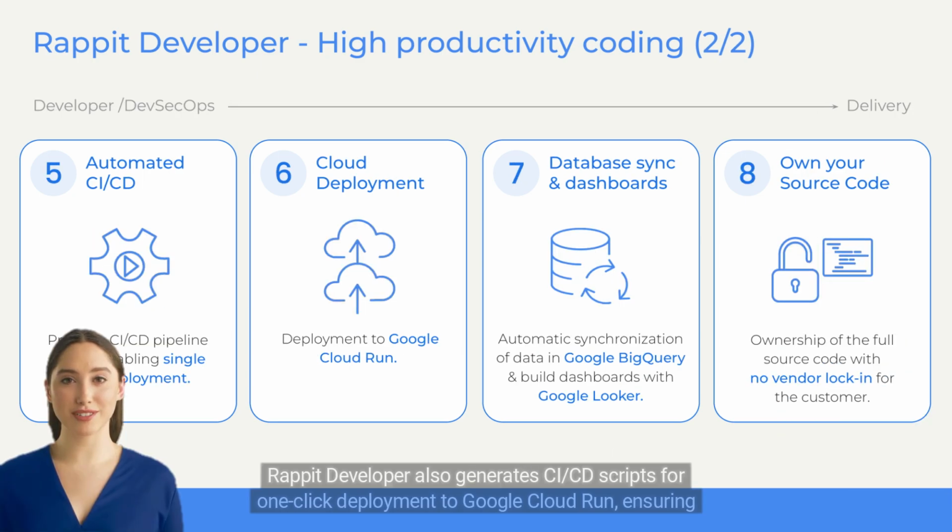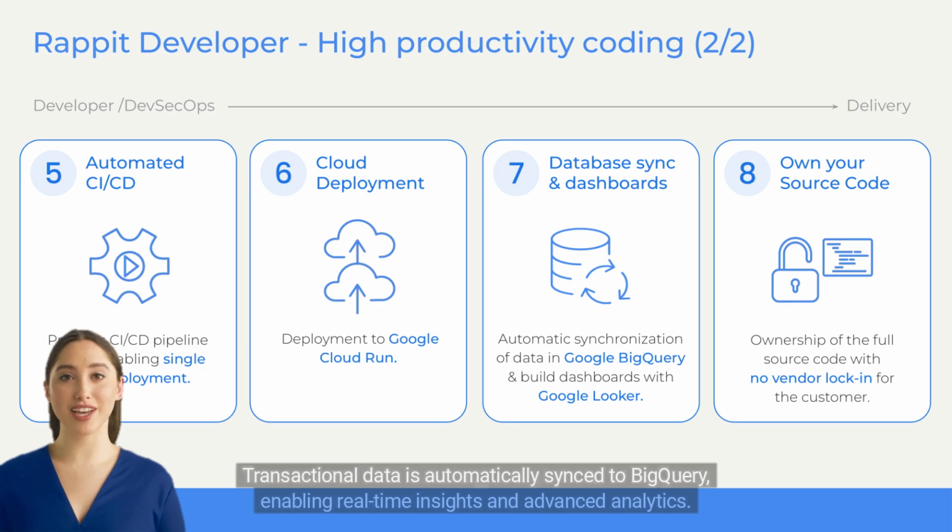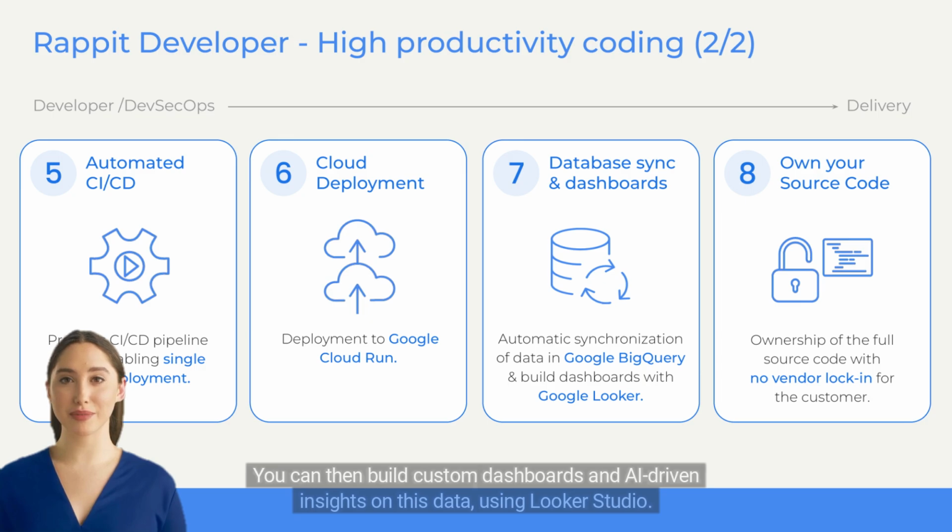Rappit Developer also generates CI/CD scripts for one-click deployment to Google Cloud Run, ensuring a seamless deployment experience. Transactional data is automatically synced to BigQuery, enabling real-time insights and advanced analytics. You can then build custom dashboards and AI-driven insights on this data using Looker Studio. And remember, you own the code, the data, and the network, giving you full autonomy without vendor lock-in.